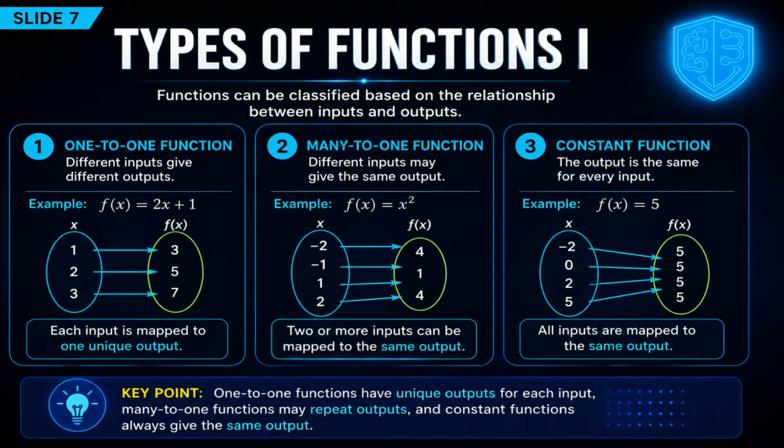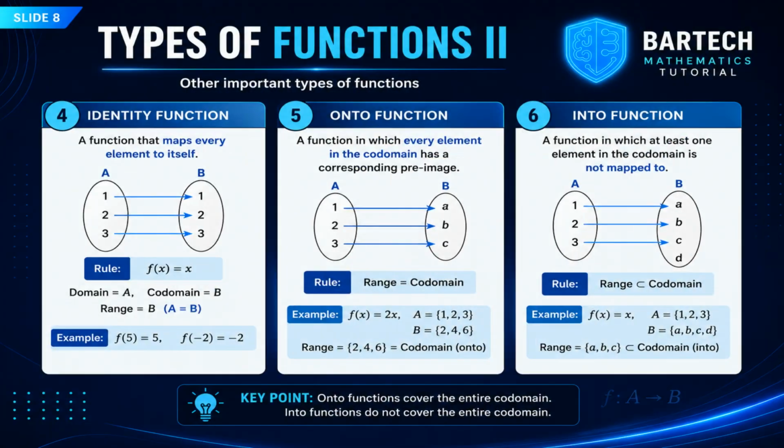Functions are classified by their input-output relationships. One-to-one functions map unique inputs to unique outputs. Many-to-one functions can map different inputs to the same output, while constant functions map every input to a single, identical output. Other key types include identity functions, which map elements to themselves, onto functions, where every element in the codomain is used, and into functions, where some elements in the codomain are left unmapped.